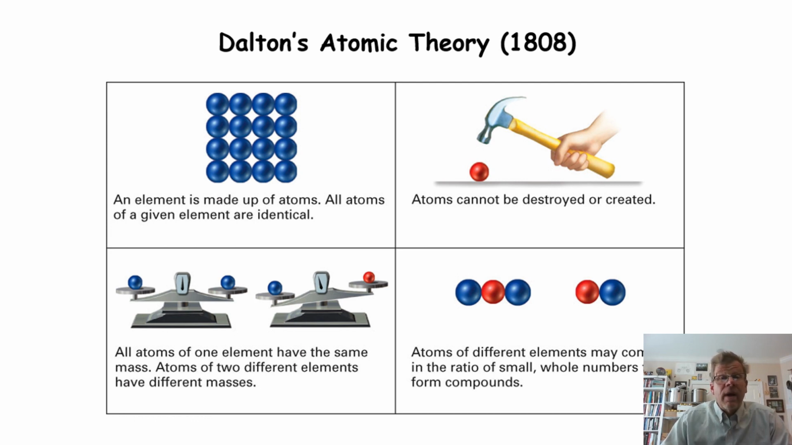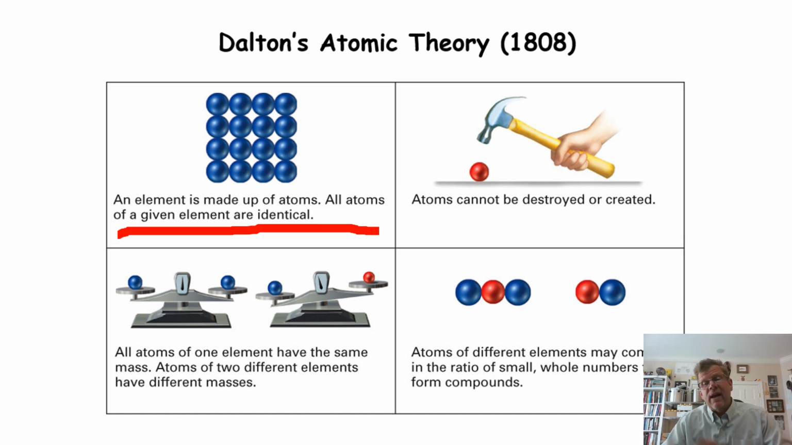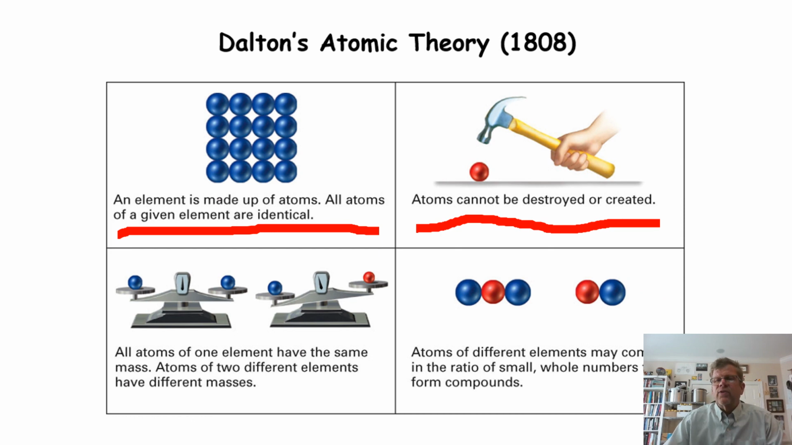The first tenet of Dalton's atomic theory is that an element is made up of atoms. So that's the declaration. All atoms of a different element are identical. Fair enough. Second, atoms cannot be destroyed or created. So that sort of goes into the law of conservation of mass a little bit. We know now that atoms can be destroyed through nuclear fission and so on, but that is really a very, very small consideration when talking about the idea of the atom, so that it is insignificant.